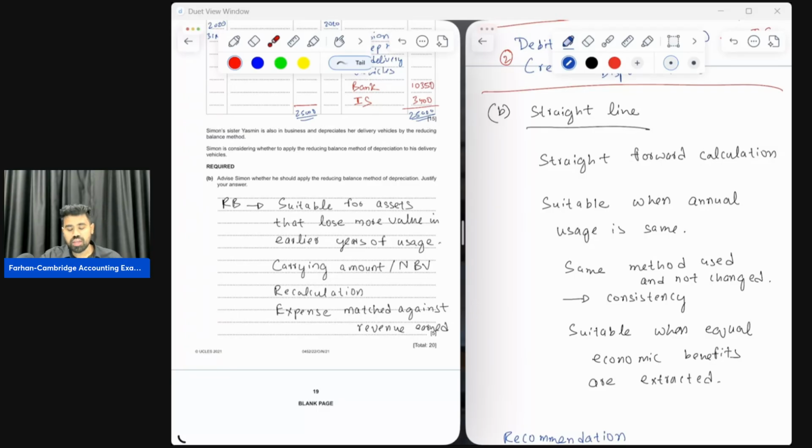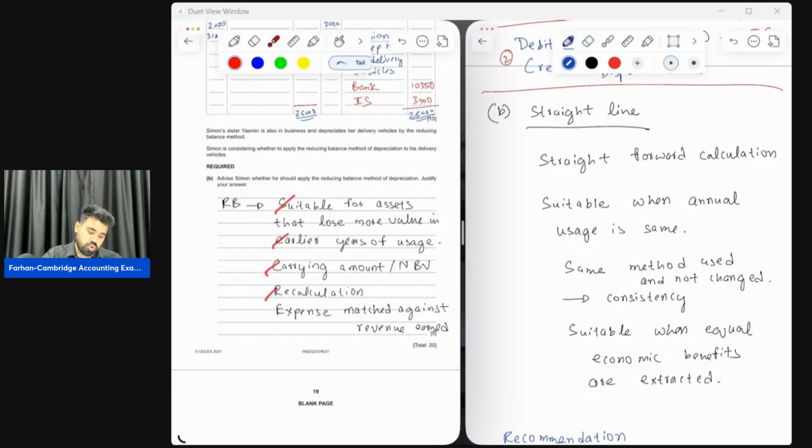And when we use the reducing balance method, we can also capture a realistic net book value, or the carrying amount, because we derive it at the end of every year. But that also requires us to recalculate depreciation every year based on the net book value that we start the year with, which refers to the economic benefits still available for consumption. So I've already given you 3 points.